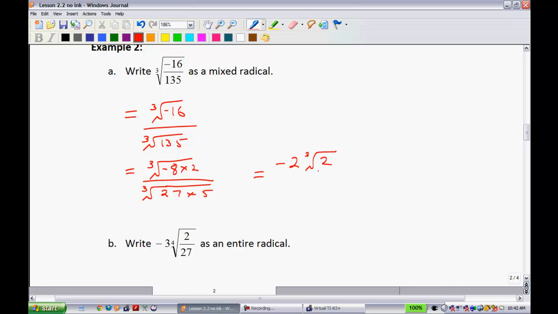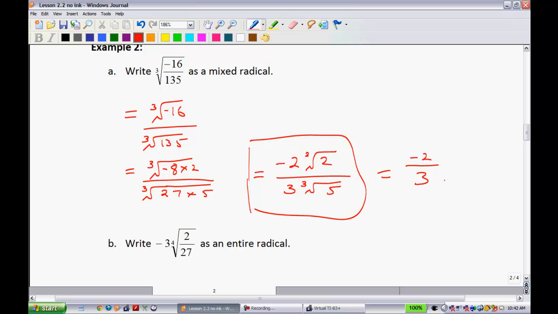The cube root of 2, all over the cube root of 27, which is 3, so we have 3, the cube root of 5. Now, I would accept that as an answer. That is fine. You can go one step further if you wish. You could write this as negative 2 over 3, and then all under one radical, you'd write this as the cube root of 2/5. Either one of those that I have in a box right there would be fine. Okay.